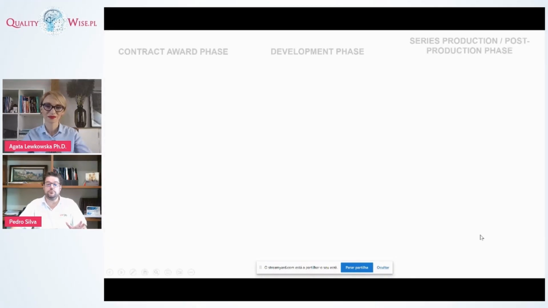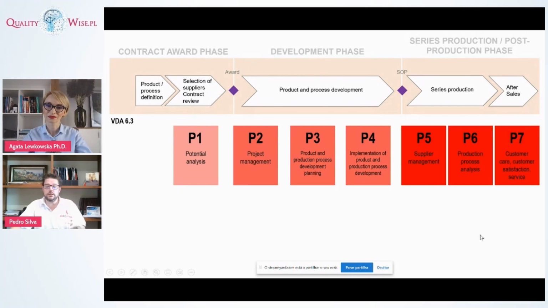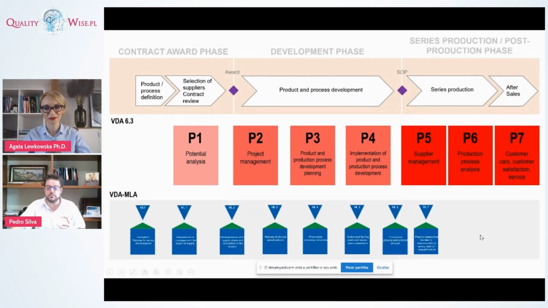Here for VDA 6.3, and let me also share my screen, we will be talking about the manufacturing process itself, and about the several support processes that make that manufacturing process possible. As you can see in the top of the slide, what we can call the product life cycle: entirely, from the beginning of a development stage, award of a contract, going to the product and process development, reaching SOP, and then production and service life.